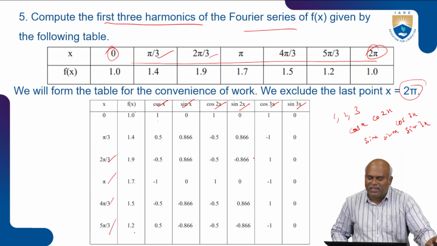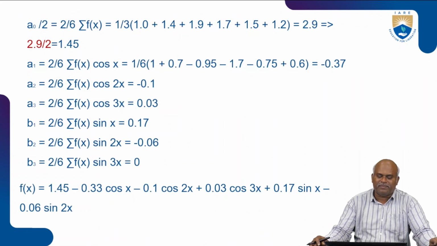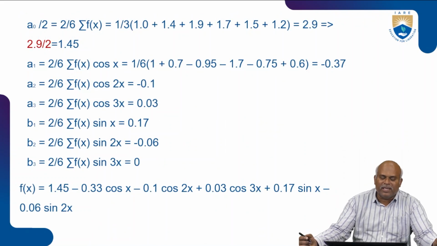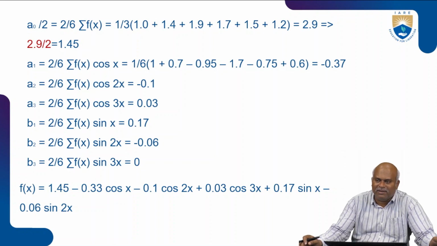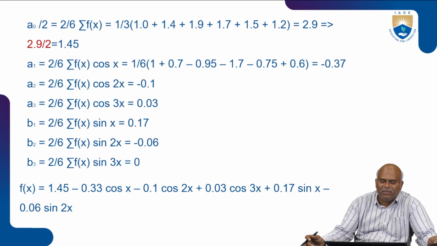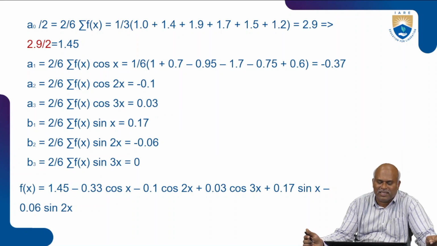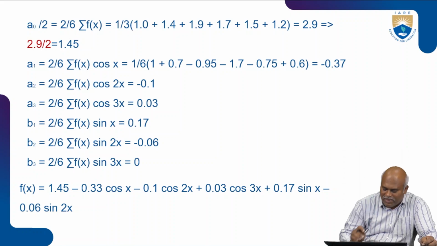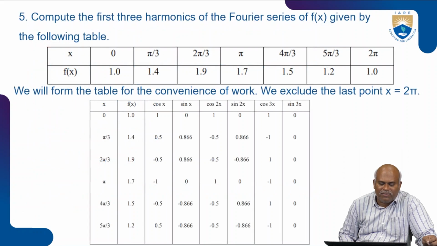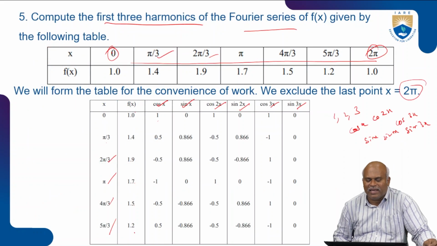After filling the tabular column, we come to here. We know A0 is represented as a constant. That value is represented as A0 by 2. So what is A0 by 2? We represent it as 2 by 6. Okay, 2 by 6. So what will be the condition we represent?